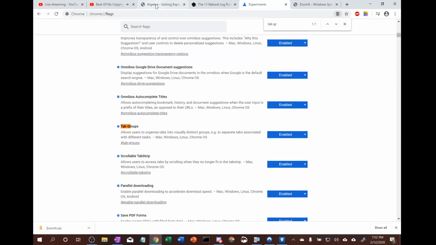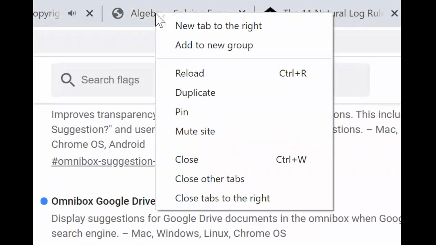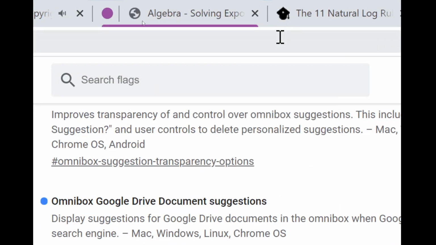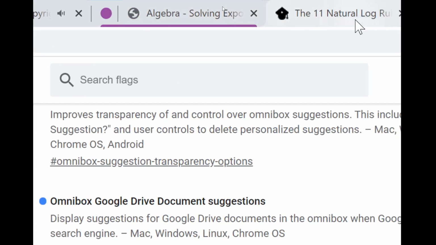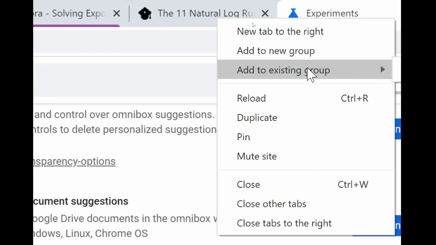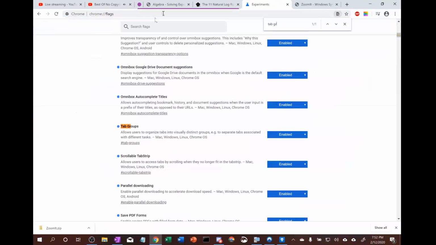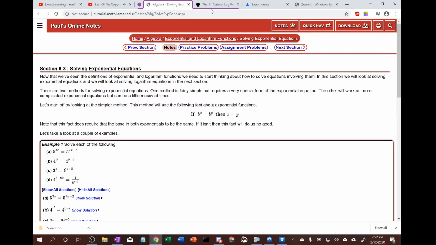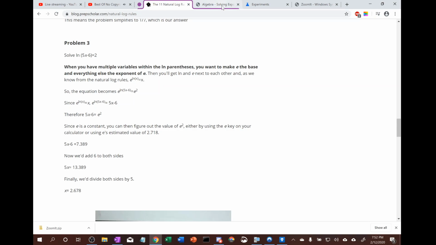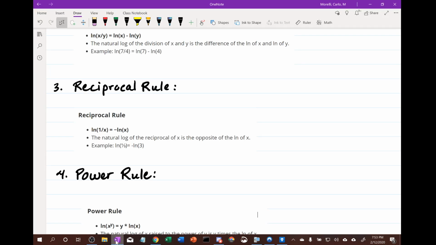And then if you right click on one of your tabs, you can now add to new group. It gives it a color. Then we can add this to an existing group, and now they're both purple. You see there's this line, it's grouped the tabs together, so it looks different. I'm not really sure what the purpose would be, but that's how you do it. So let's go back and do some more work.